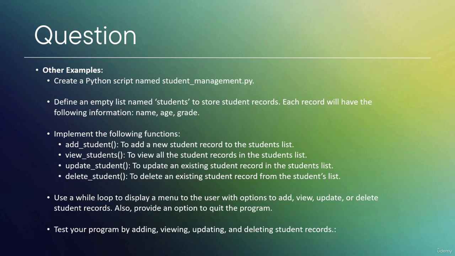The assignment was that you need to create a Python script that is supposed to manage students. There's an empty list, students, to store student records. Each student will have a name, age, and a grade. Then we will have functions to add, view, update, and delete students. Using a while loop, you will display some options to the user, and based on that, the user will select the option and perform that option. There should also be an option to quit, and then you should be able to test your program.